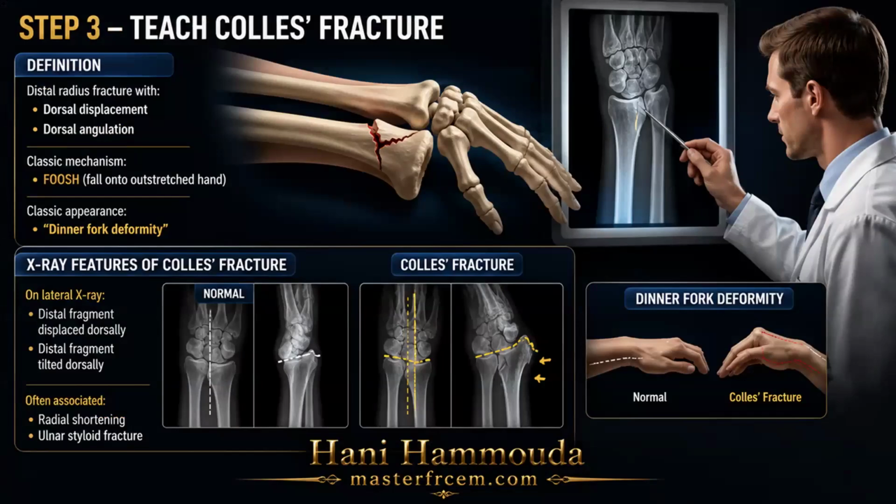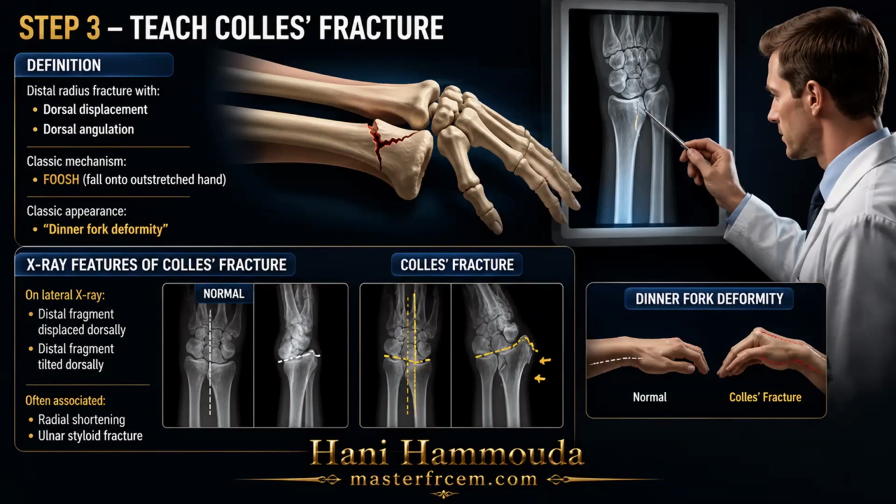If we consider just Colles fracture, the definition of Colles fracture is a distal radial fracture with dorsal displacement and dorsal angulation of the fracture. The most common mechanism of this fracture is a fall on an outstretched hand. And the deformity which we can see is called dinner fork deformity.